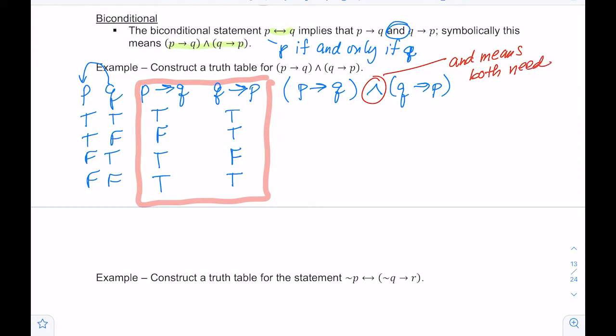And means that both need to be true for a conclusion to be true. So now if I go through and look at the first row, it's true, true. So my conclusion's true. These are both false because they're not the same. And the last one's true.